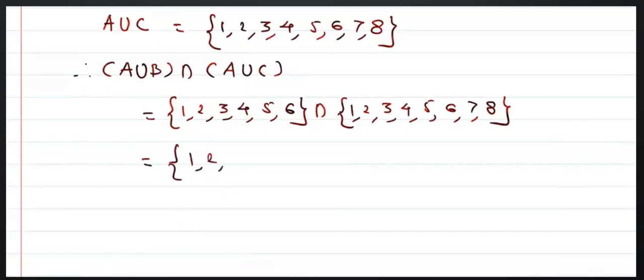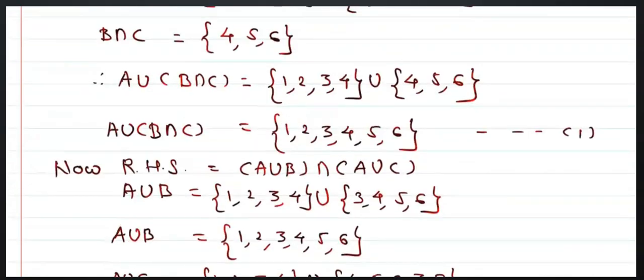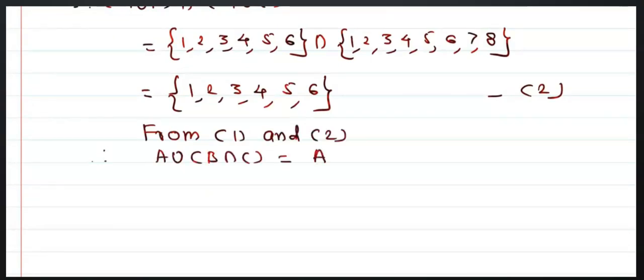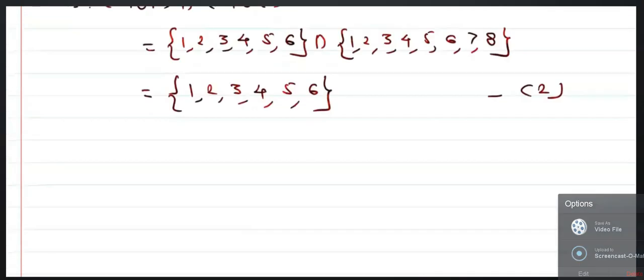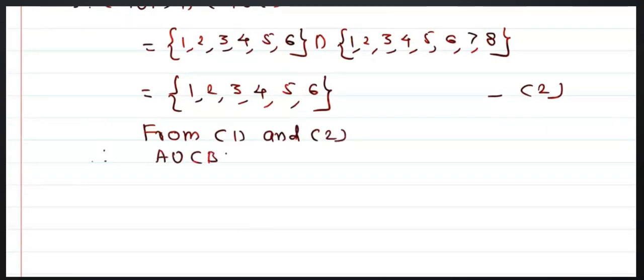Therefore, this is number 2. Therefore, from 1 and 2, A union (B intersection C) is equal to (A union B) intersection (A union C), and it is a proved one. Now see this again. This is what we have put.